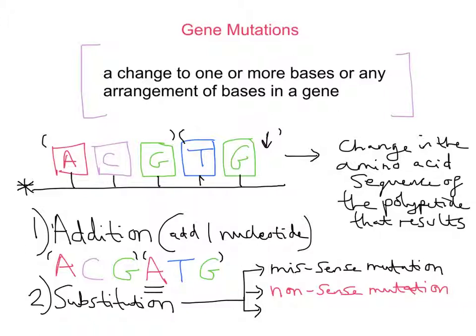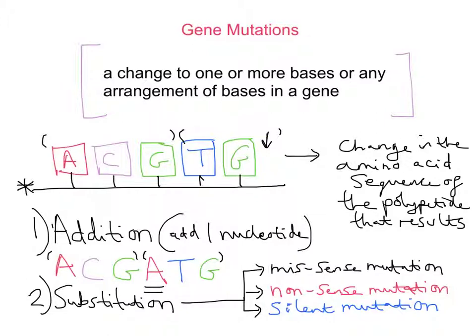And the final one to note, really important type of mutation, is a silent mutation. Now when we have a silent mutation, that's when the substituted base, although it's different, still codes for the same amino acid.